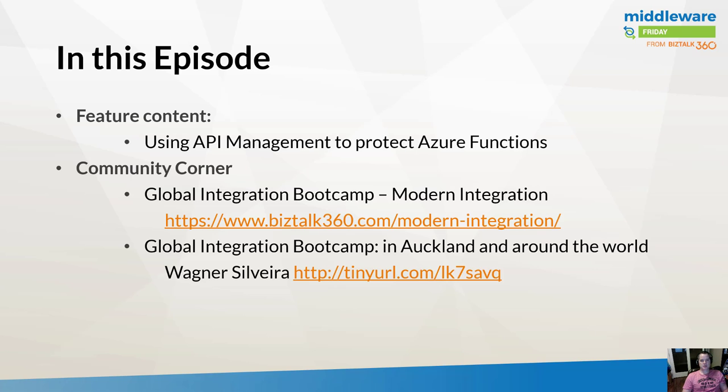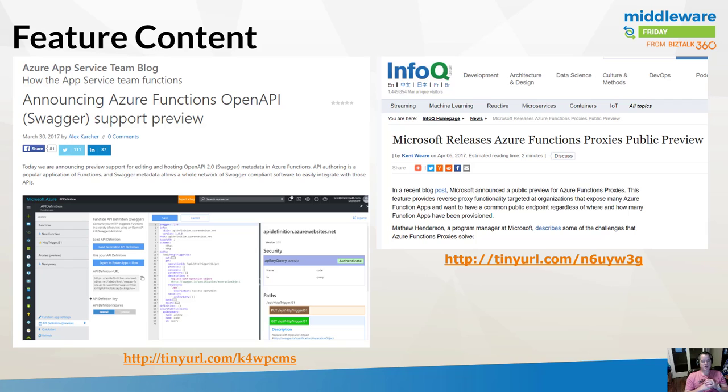If you saw last week's episode, I did have some footage from the New York edition of this great bootcamp, but I figured I would highlight a couple other articles that are related. First up is the Modern Integration ebook that was developed by some of the organizers over in Europe, where they've taken the labs and constructed an ebook, and the BizTalk360 team has graciously decided to host it. In addition, we also have Wagner, who's going to provide a recap of the bootcamp that occurred in Auckland, New Zealand. So let's now jump into the feature content.